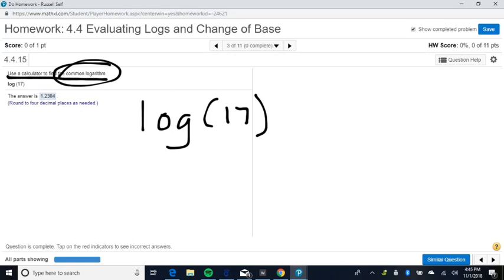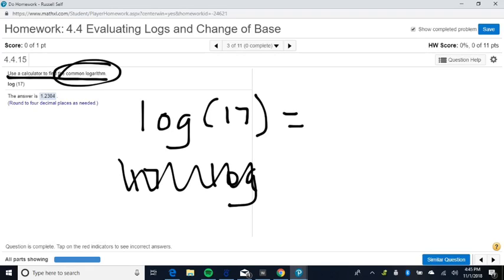So you're just going to push in log of 17. Some of those you'll push in log, it'll open up some parentheses, you'll put in the 17. Some of them you'll push in 17 and then you'll push log. It just depends on your particular calculator. However you do it, it's going to give you some long strung out decimal. But you pay attention to these directions because they want you to round it to 4 decimal places. And that's round, not just cut things off, right?